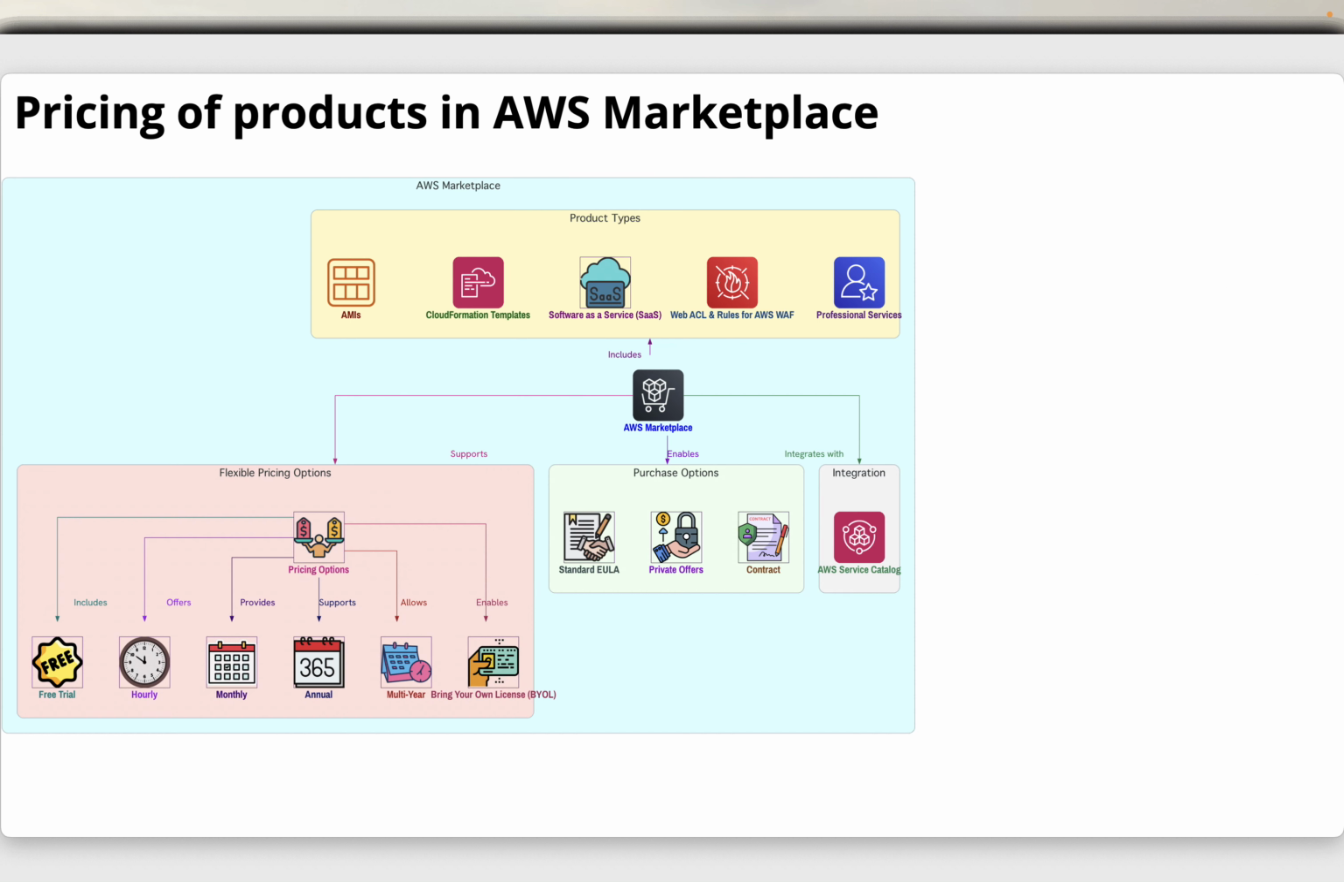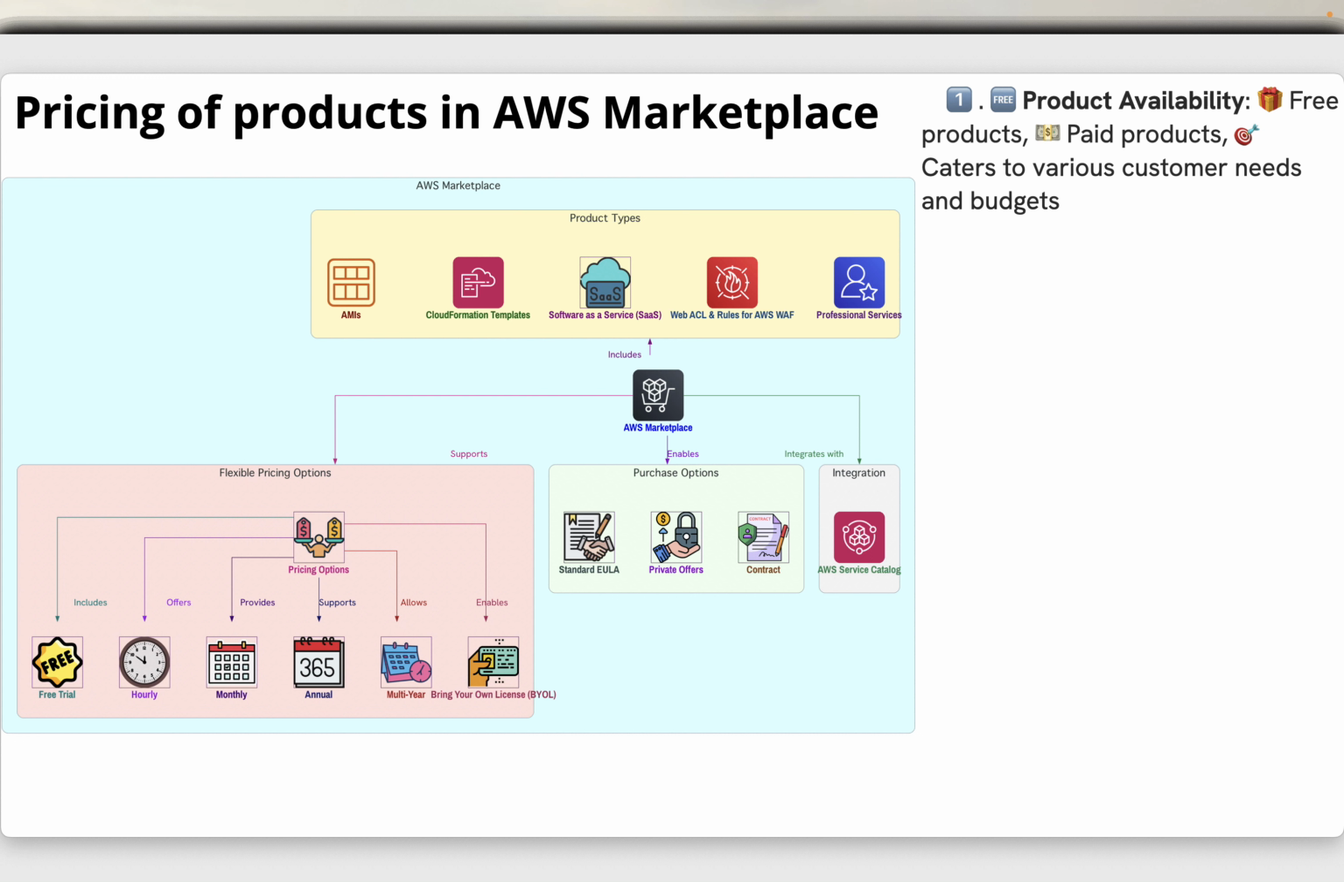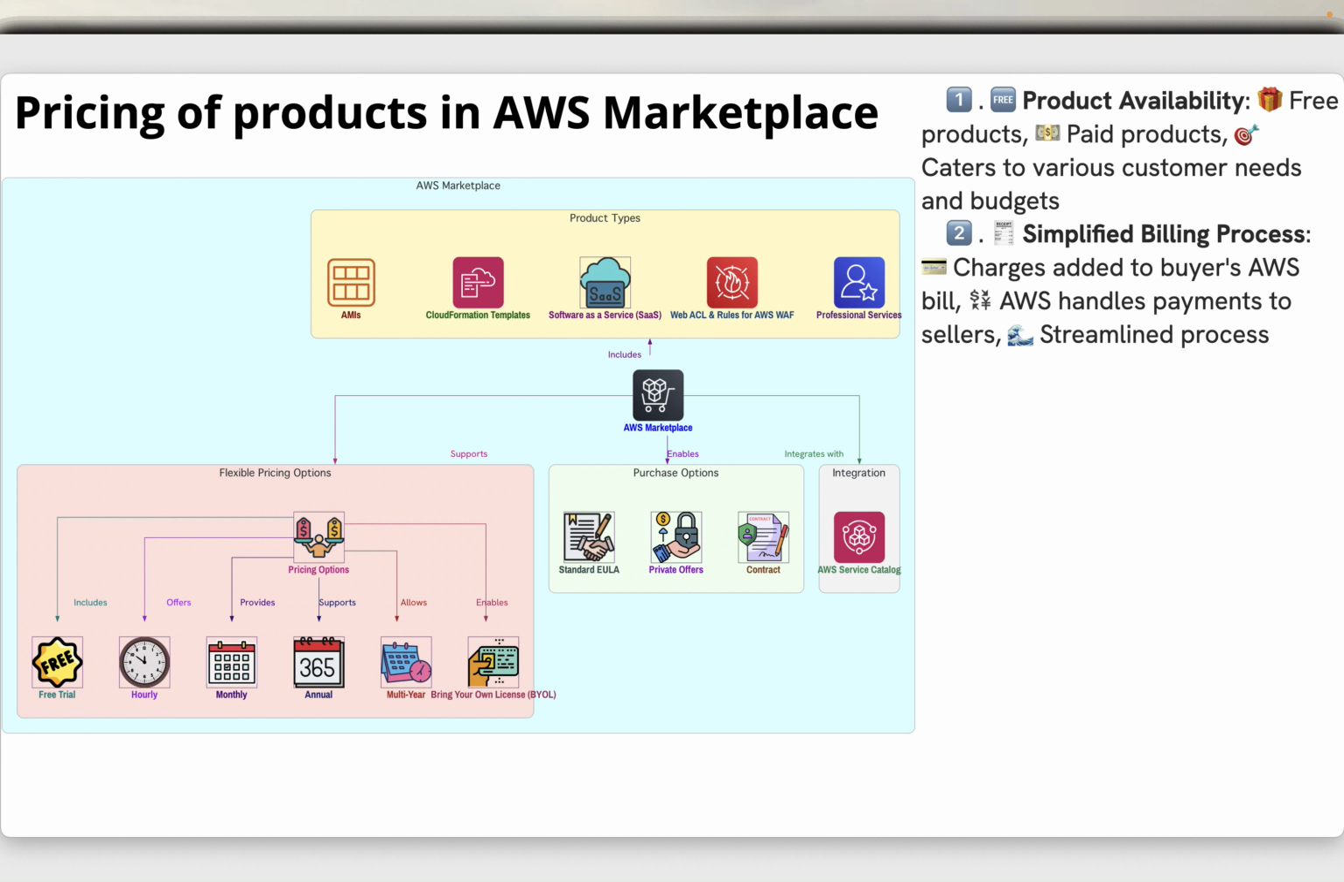So pricing of products in AWS Marketplace. First is about product availability. So AWS Marketplace offers both free and paid products catering to various customer needs and budgets. Simplified billing process. All charges for paid products are conveniently added to your buyer's AWS bill. AWS handles payments to sellers, streamlining the entire process.